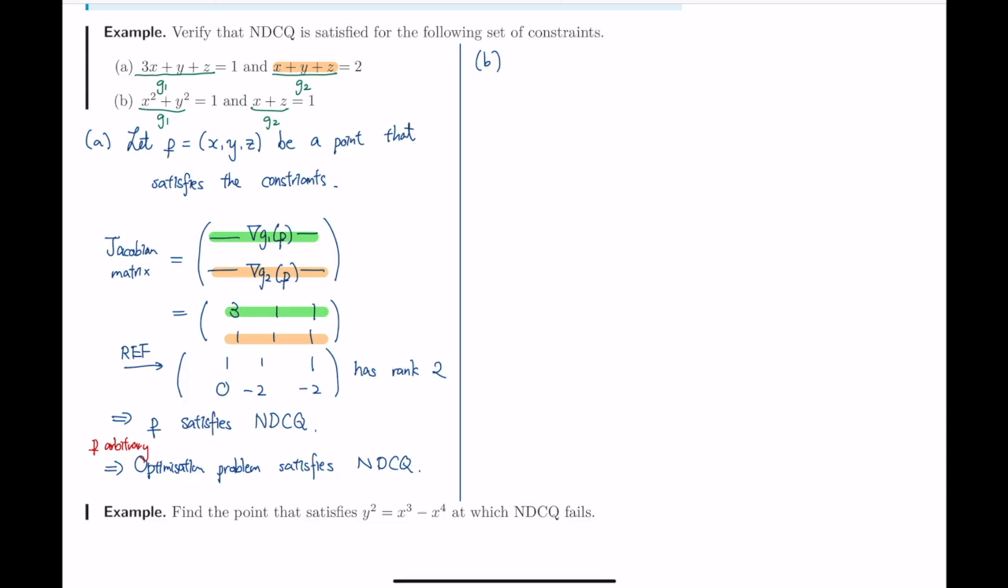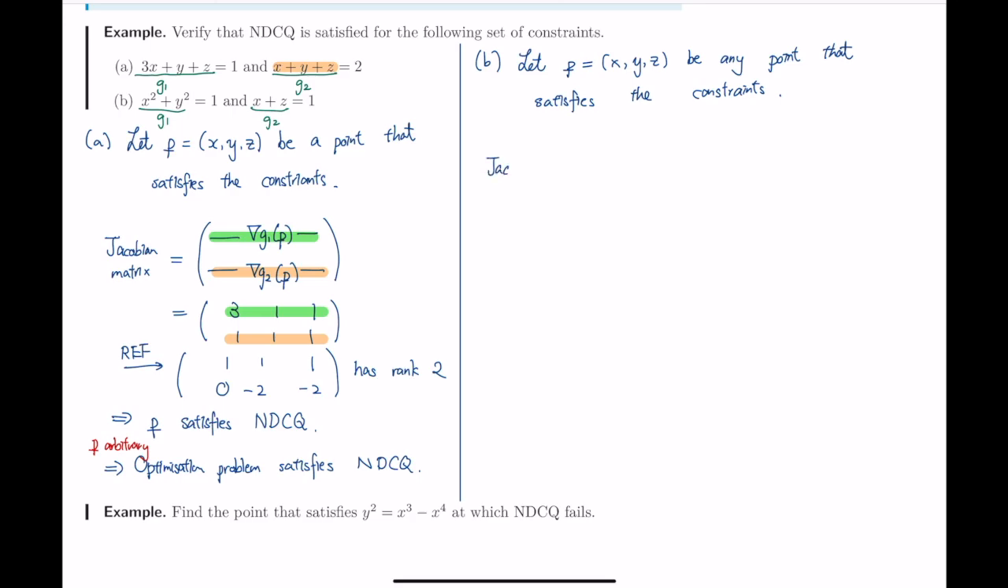And we need to check that every point that satisfies the constraints will satisfy the NDCQ. So, to begin with, we let P be (x, y, z), any point that satisfies, let me just say, the constraints. Sorry, I keep misspelling constraints. And then to check NDCQ, I need to consider the rank of the Jacobian matrix.